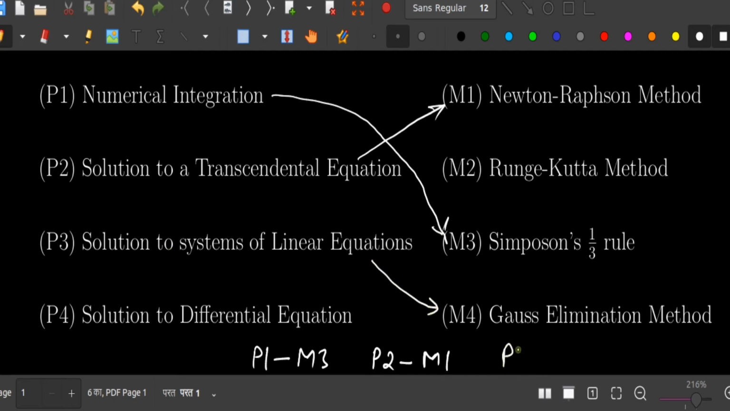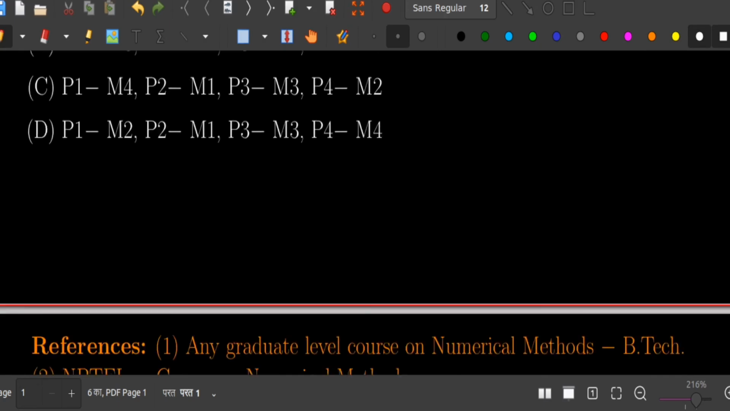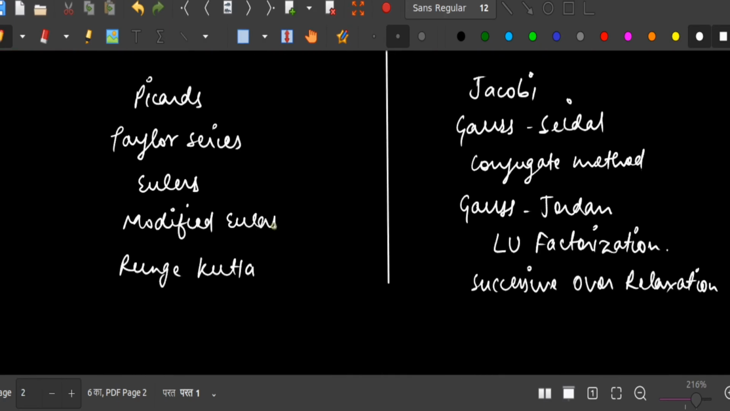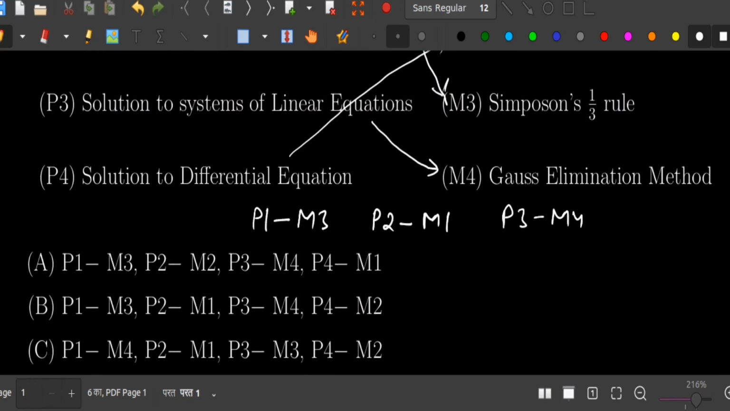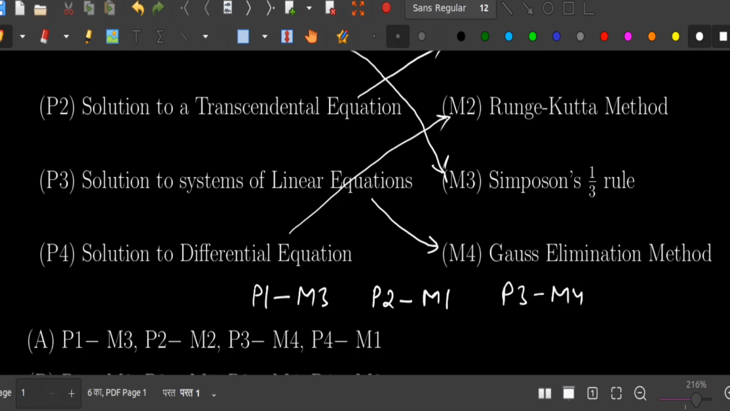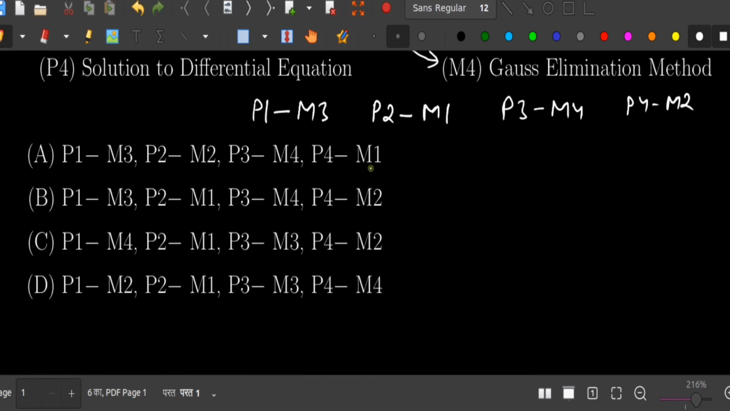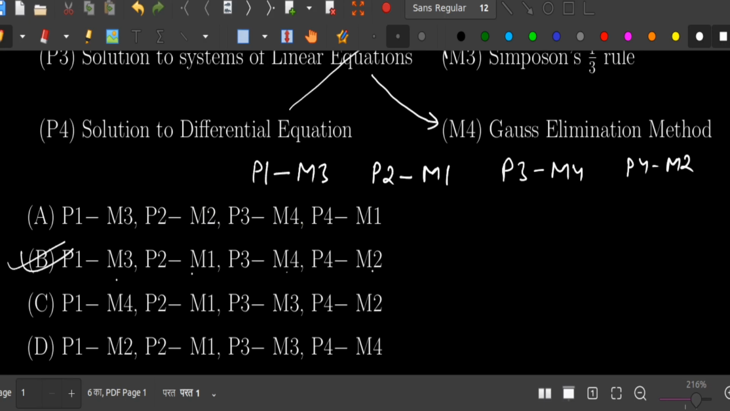Then solution to systems of linear equations will be given by the Gaussian elimination method, which is P3 M4, and therefore the solution to differential equations will be given by the Runge-Kutta method, which is pointed out here. Okay, and we have already seen that here, for differential equations, the Runge-Kutta method is outlined. As far as our answer goes, it is M3, M1, M4 and M2. P4 goes to M2. So we'll just match this sequence out. We see that this particular sequence is satisfied in option B, M3, M1, M4, M2, and therefore the correct answer for this particular question is option B.